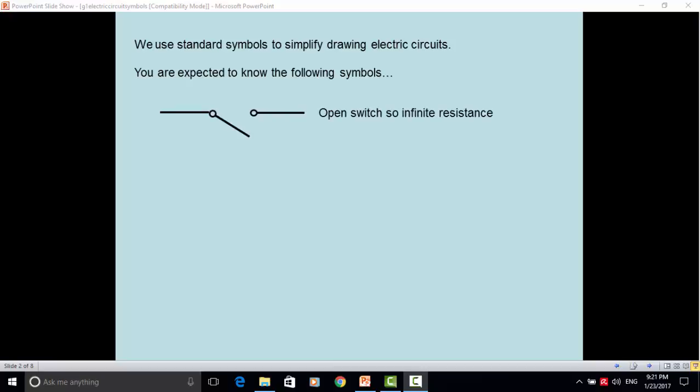This is an open switch, which when open has infinite resistance and stops the current flowing. This is a closed switch, which has zero resistance and allows the current to flow.